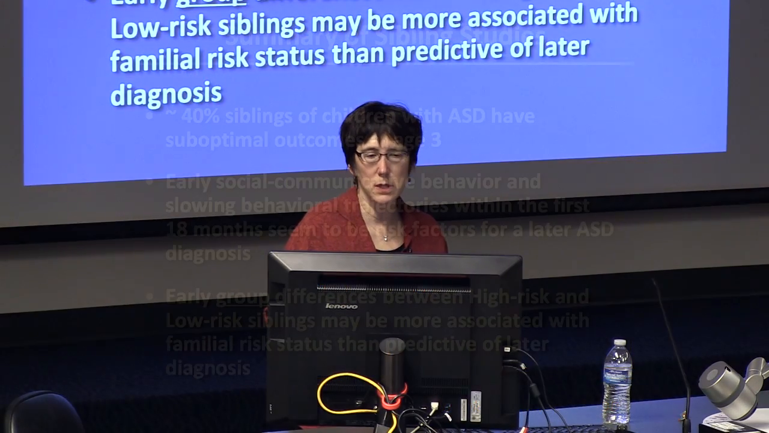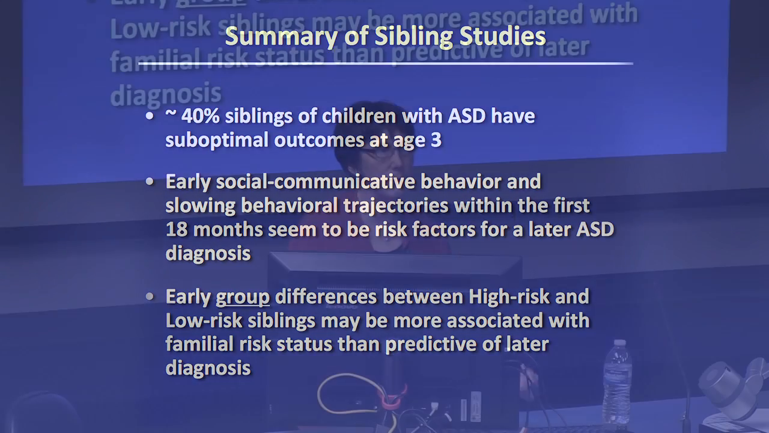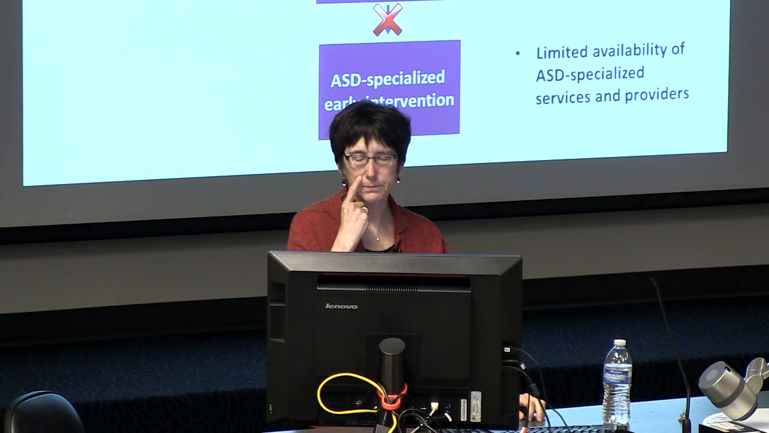So just to summarize, about 40% of siblings have suboptimal outcomes. Early social communicative behaviors and slowing behavioral trajectories within the first 18 months seem to be associated or a risk factor. But these between-group differences between the high risk and the low risk may be more associated with that genetic hit that they have, and may not mean anything in terms of long-term follow-up. And we need to figure out what the risk and protective factors, the resiliency factors, are that lead to the different outcomes for that group at elevated risk.